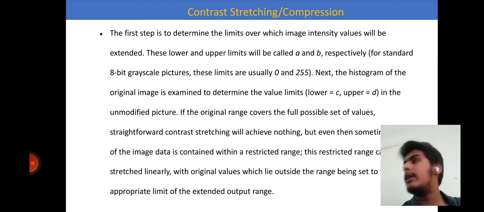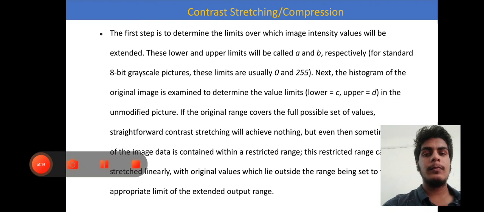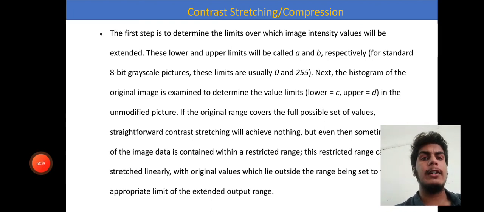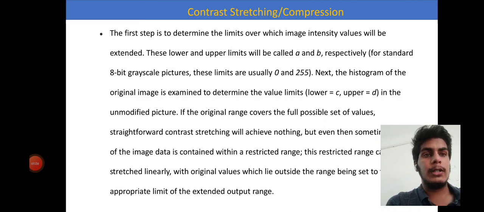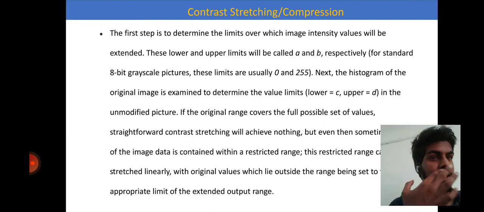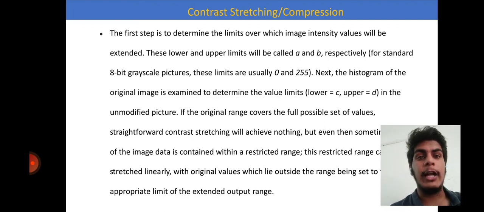The first step is to determine the lower and upper limits over which image intensity values will be extended. These lower and upper limits will be called A and B respectively. For a standard 8-bit gray picture, these limits are usually 0 to 255. The next step: the histogram of the original image is examined to determine the value limits. Here the lower is C and the upper is D in the unmodified picture.